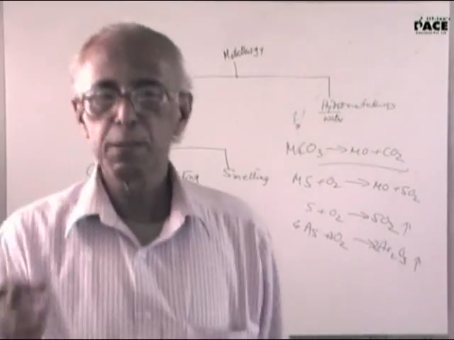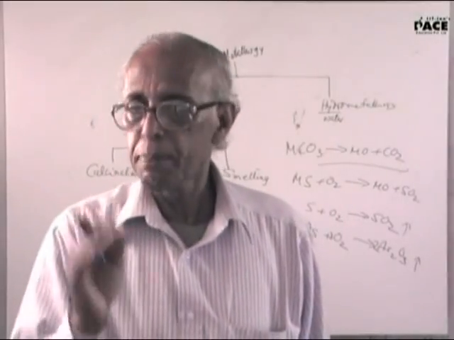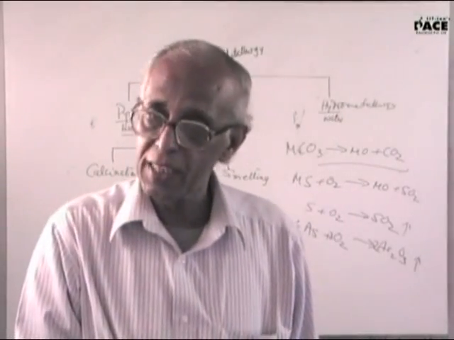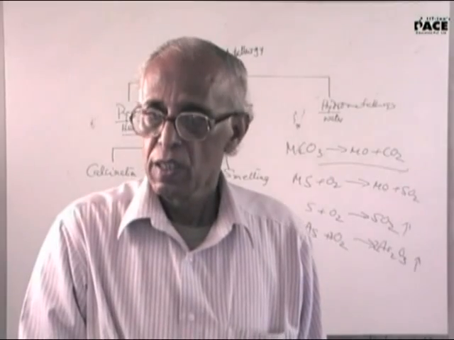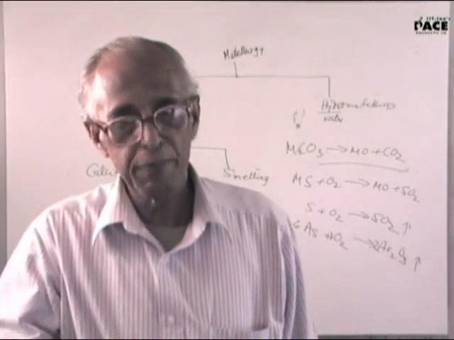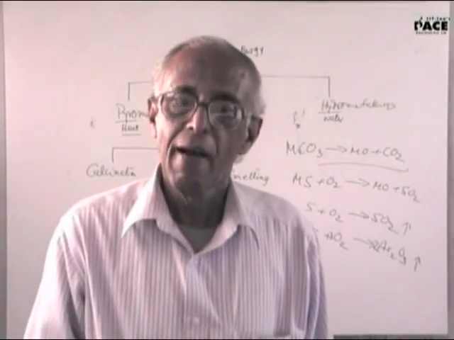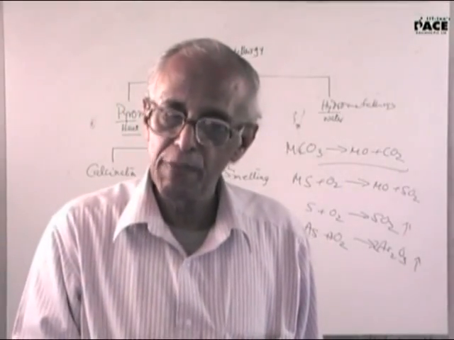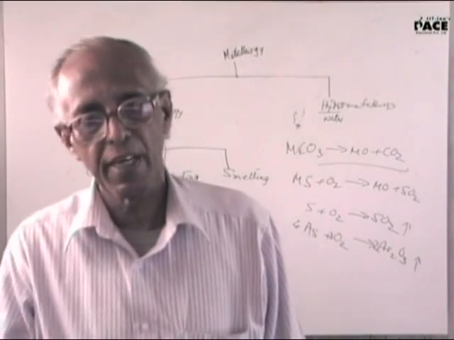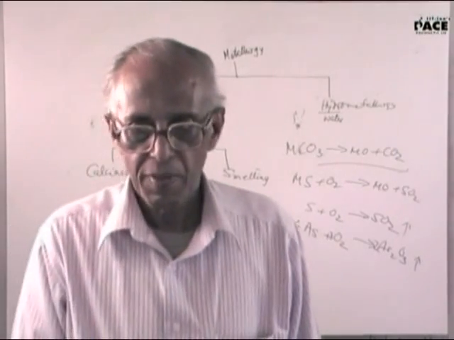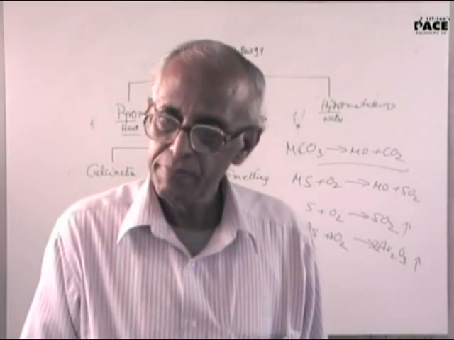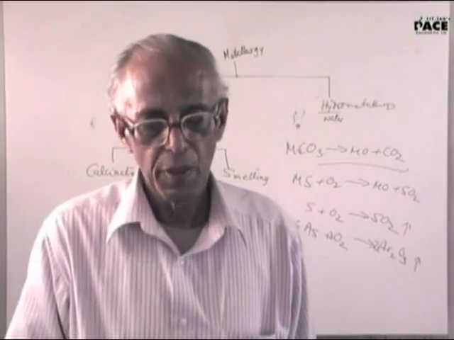So the roasting is basically heating in presence of oxygen but below the melting point of the ore to remove sulfur as sulfur dioxide, arsenic as arsenious oxide, and to convert metal sulfide to metal oxide and sulfur dioxide. Is it clear? Yes, sir. Okay.